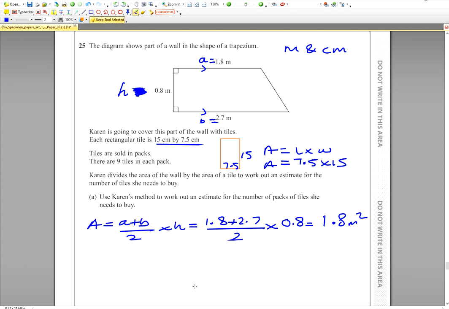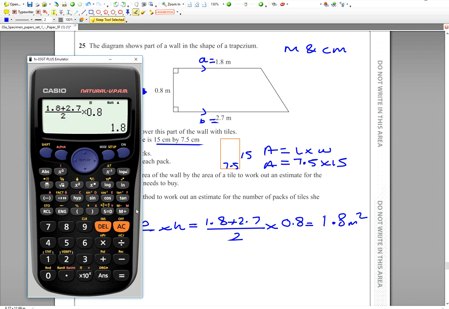Okay, 7.5 times 15, 112.5. Where's that calculator? 7.5 times 15.